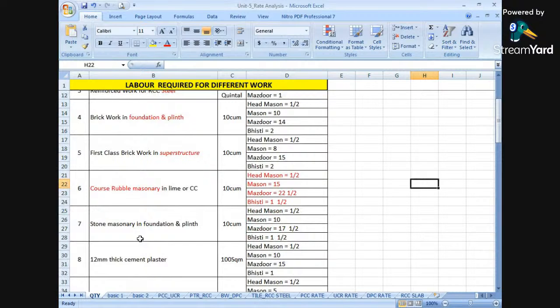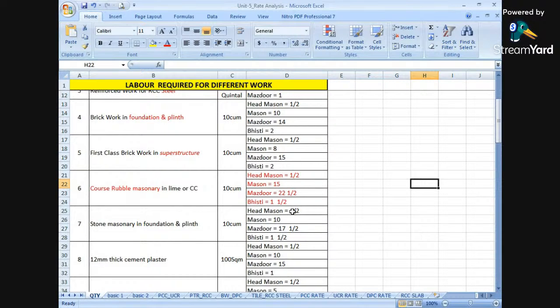Stone masonry, for stone masonry in foundations and plinth, we require head mason as 1 by 2, mason as 10, mazdoor as 17 and a half, whereas bisti we require as 1 and a half. While finding out the labors required, these are the task work which has been carried out. Task work in the sense, in order to execute 10 cubic meters of work.